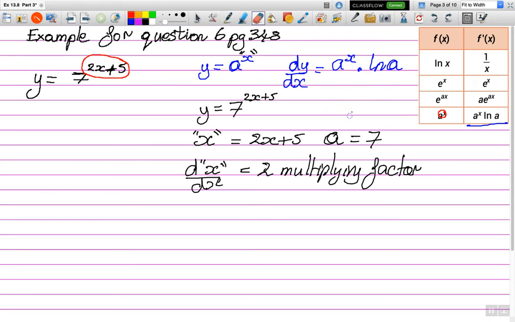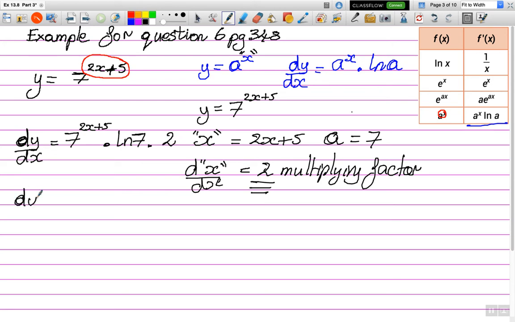Okay, now we're going to apply it. So we've got dy dx is equal to the exponential, which doesn't change, and then we multiply it by the log of its base number, which is 7. And you've got to be careful because you think you're finished, but you haven't, because we have a multiplying factor, and that multiplying factor is 2.